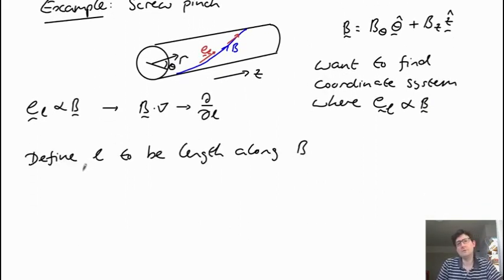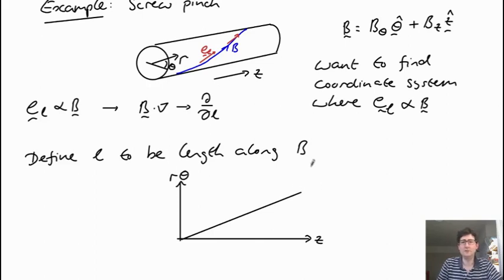The first idea we could try is to define the length L to be the length along the field lines. We define some arbitrary point where it's 0, and then everywhere from there we count the length along the field line. We can plot what that length is. If you think about plotting what a magnetic field looks like, this is Z, and this is the distance around the poloidal direction, so this is R times theta. This is basically the poloidal distance. A field line in this case is just a straight line, but in general it could be a twisted curve.